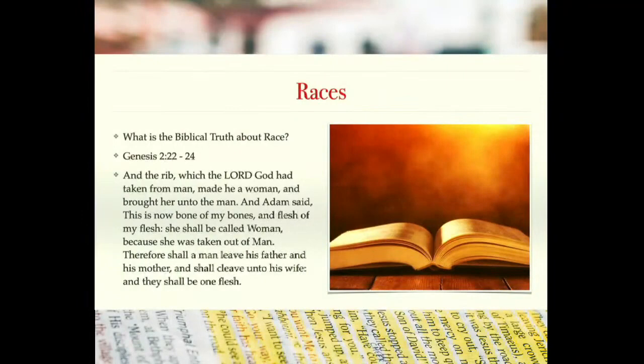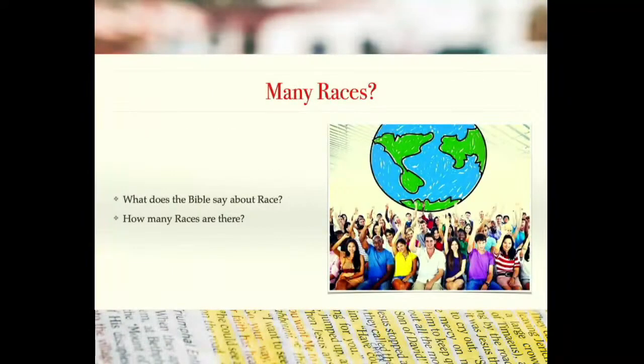And so God defined marriage here in the beginning as something that is between one man and one woman. It doesn't matter what the world thinks, marriage is between one man and one woman. Not only that, it tells us their genders, man and woman. There were only two genders. All right. So, with that in mind, how many races are there?